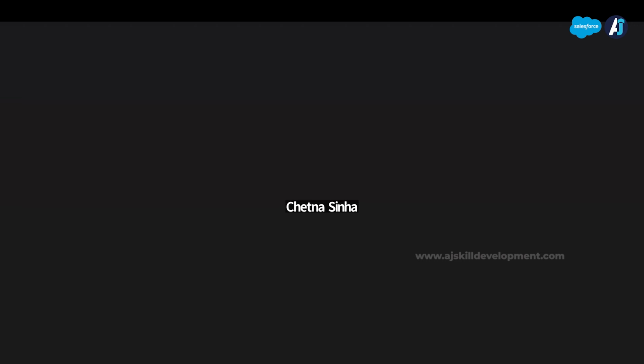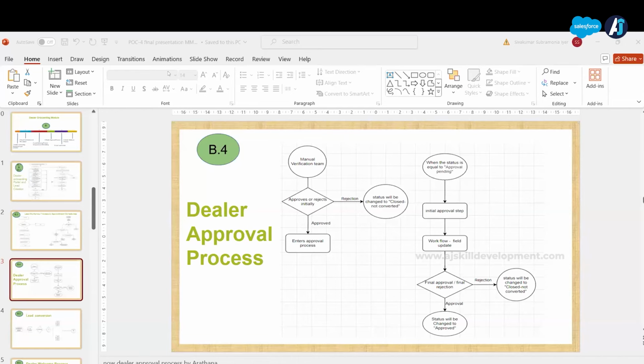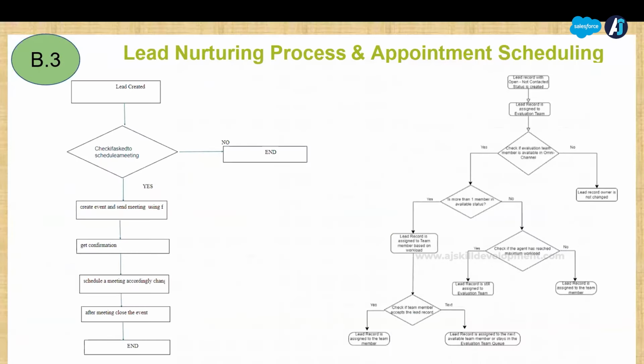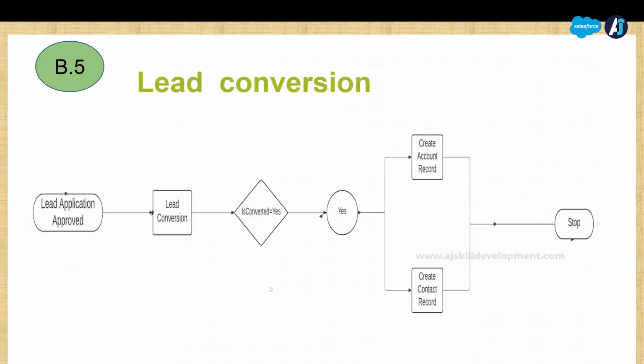Thank you, Aradhana. Once the dealer has been approved and is going to be converted, the moment the approval happens, the lead converts to contact and account, which has been done by Sarita. Over to you, Sarita. Thank you, Sinha. Good evening, everyone. Thanks for joining. I'm working on the lead conversion. Once the approval manager approves the lead application, it goes to lead conversion. If yes, it creates the account and the contact record, and the lead status should be changed to closed converted.